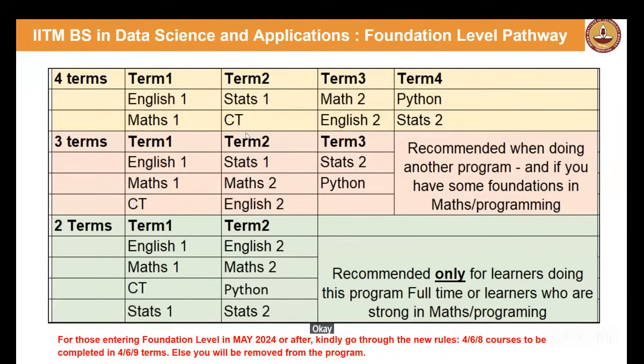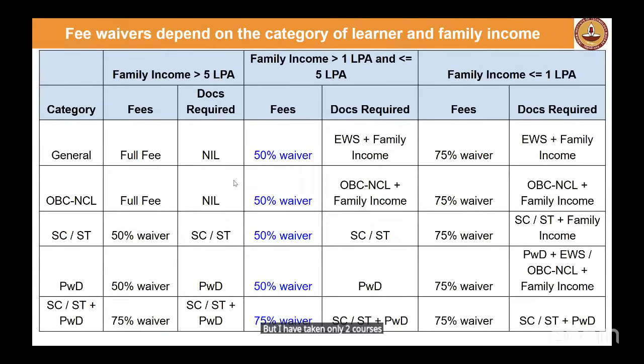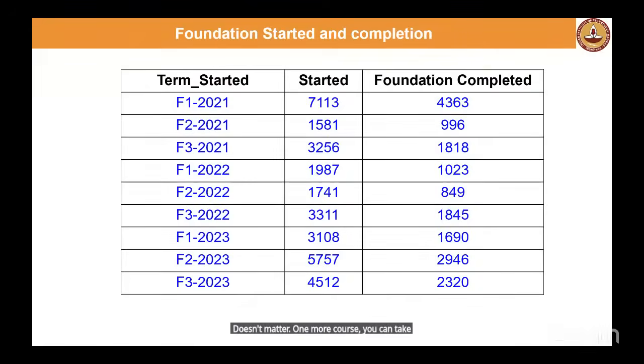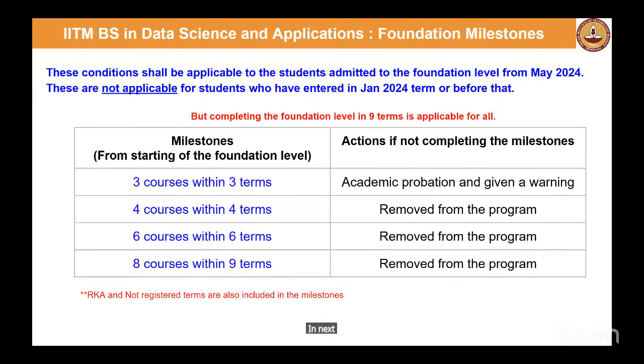Okay. It means I have taken admission in May term. Correct. Ma'am, but I have qualified in January 2026 through reattempt. Now you are saying that I have to complete 3 courses in 3 terms. But I have taken only 2 courses in May term. Doesn't matter. One more course you can take in the next term, meaning September.